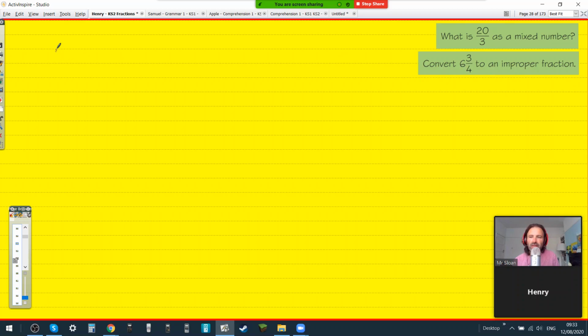What would that be as an improper fraction? How do you do that? Hmm. 27/4. Well done. That's if it was an improper fraction.